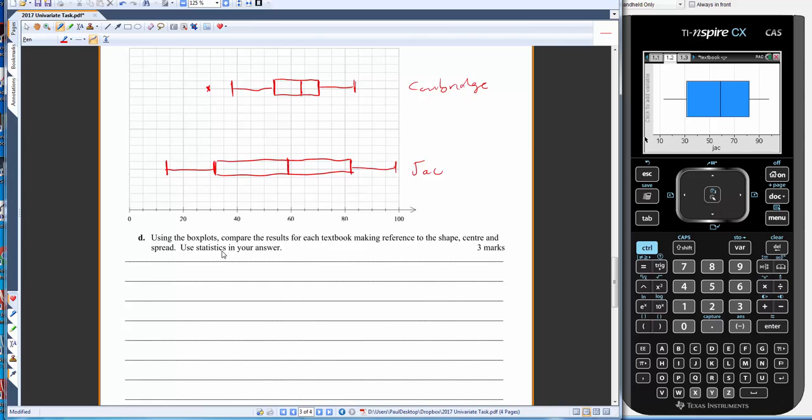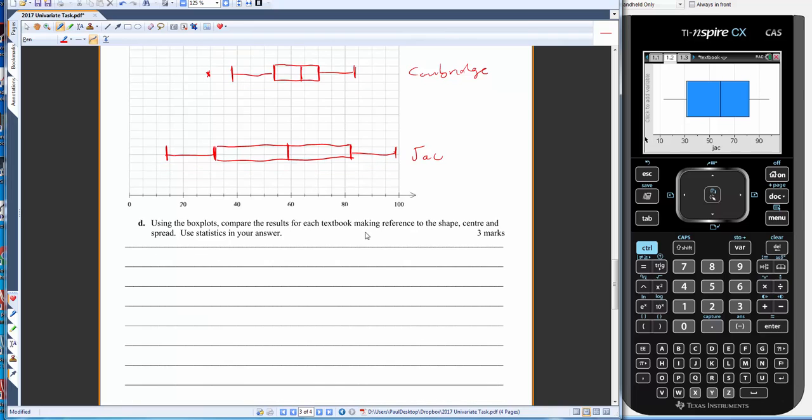Okay, so using the box plots, compare the results for each textbook, making reference to shape, center, and spread, and we need to use stats. Okay, so first of all, let's look at the shape. Now they're both probably approximately symmetrical. This maybe has a slight negative skew, so if you either used slight negative skew or approximately symmetrical for both, I would have given you the mark for this.